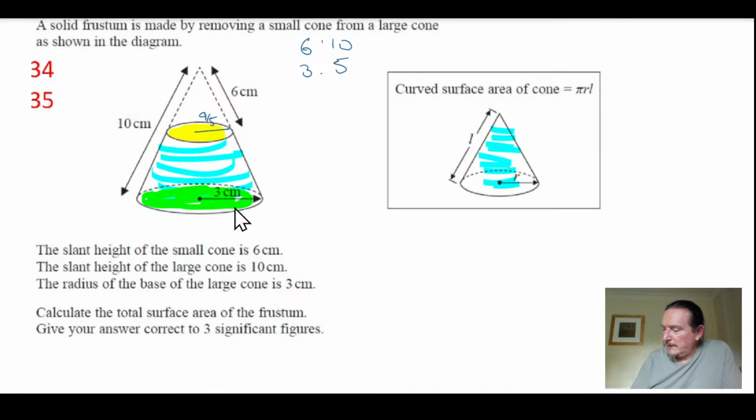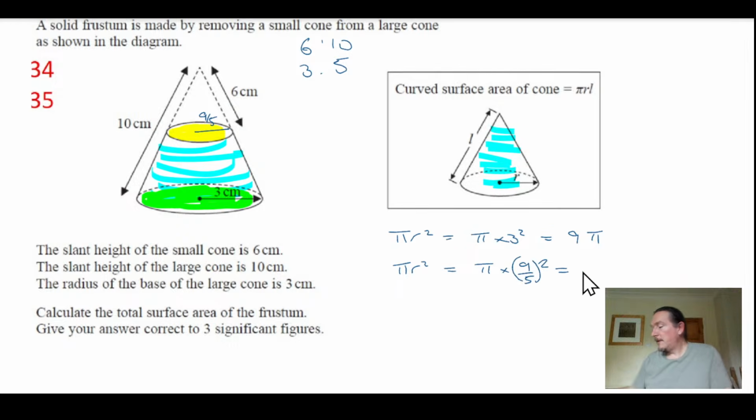So the base of it, the green circle, is going to be pi r squared. It's going to be pi times 3 squared, so it's 9 pi. The smaller circle is also pi r squared, which is pi times 9 over 5 squared. You can see why I didn't want to do it. So what's 9 over 5 squared? It's 3.25 pi apparently.